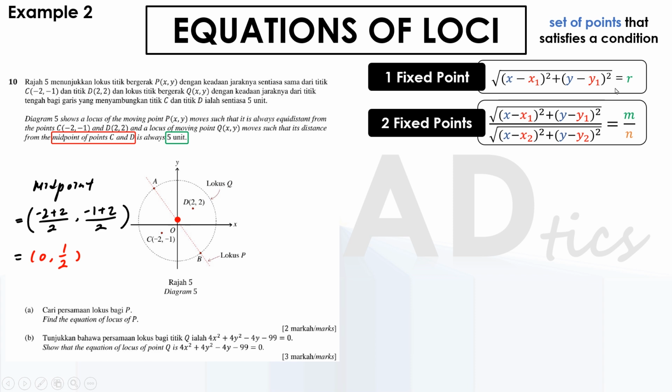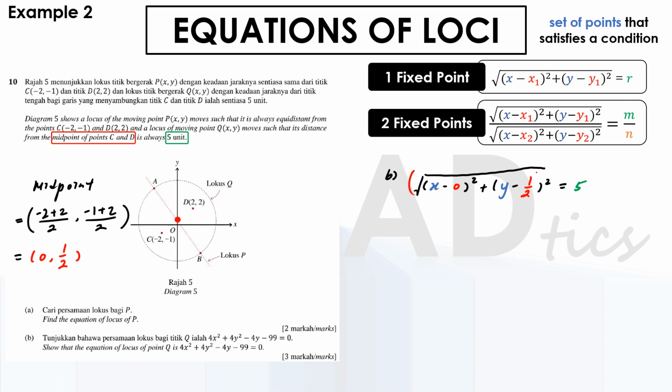Now we have the fixed point already, and then we have the distance, so we can use the formula to help us find the equation. So x minus the x coordinate, which is 0, and then y minus the y coordinate, which is 1/2, and then I add them up and square, and then square root, then on the right side equal to 5, because here it says 5 units. Now it's just simplification.